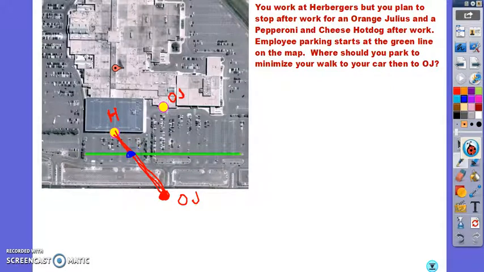But if you think about it, this walk to Orange Julius and this walk to Orange Julius should be the same. And so even if Orange Julius is on this side of the street, I would want to park right there so that my walk would be as short as possible. Now that's a theorem, but I think it makes sense. So you're just going to reflect, imagine it across the street, and that'll find you that perfect parking spot.